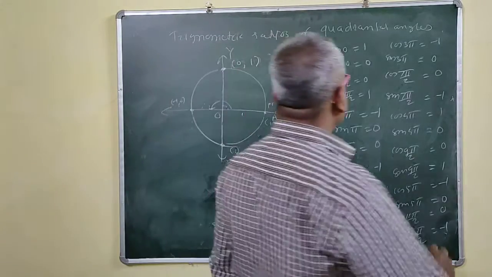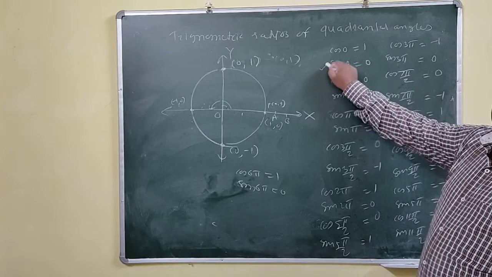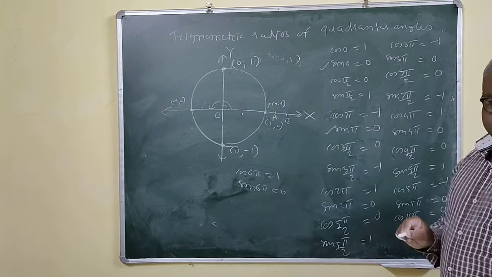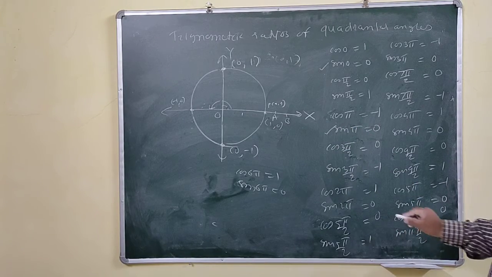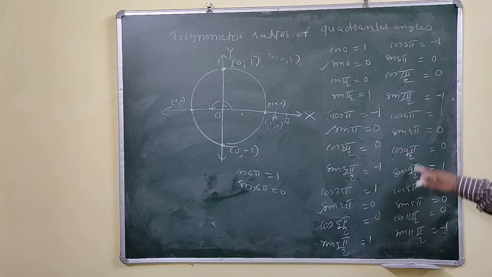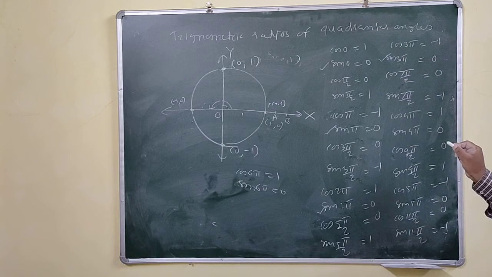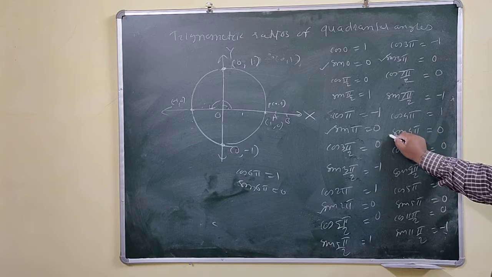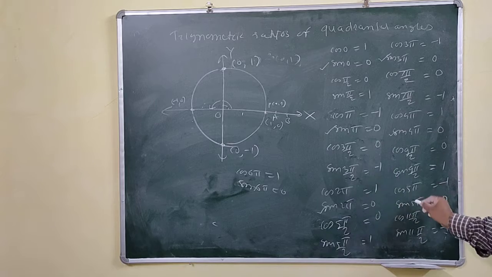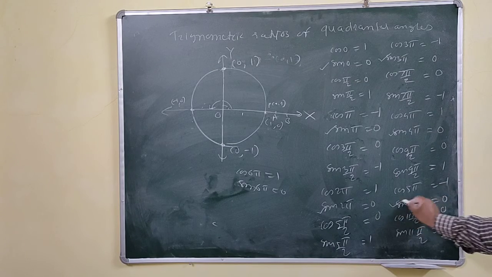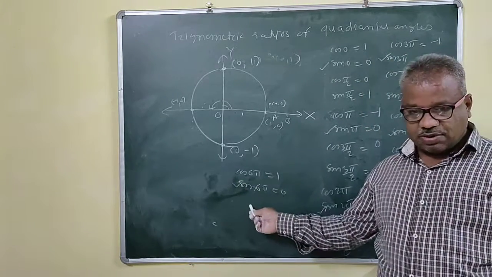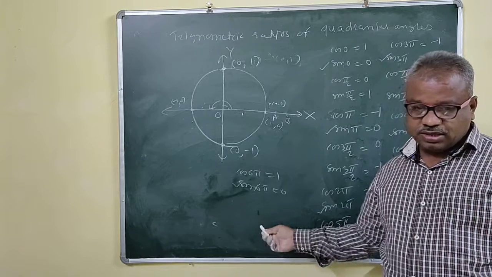Now see here. What is the value of sine 0? Is 0. Right? What is the value of sine pi? This is your sine pi. Is 0. What is the value of sine 2 pi? This is 0. What is the value of sine 3 pi? Your sine 3 pi is here. It is what? 0. Right? What is the value of sine 4 pi? This is 0. What is the value of sine 5 pi? This is 1 pi, 2 pi, 3 pi, 4 pi, 5 pi. 5 pi is what? This is 0. Similarly, sine 6 pi is 0. Similarly, sine 7 pi 0. Sine 8 pi 0. Right?